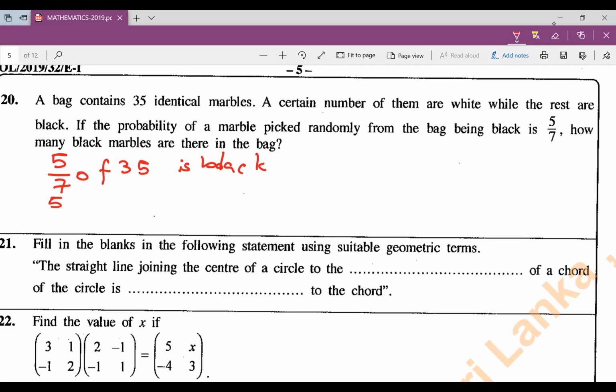So 5/7 of 35 means dividing by 7, which is 5. So 5 times 5 is 25. This is black.